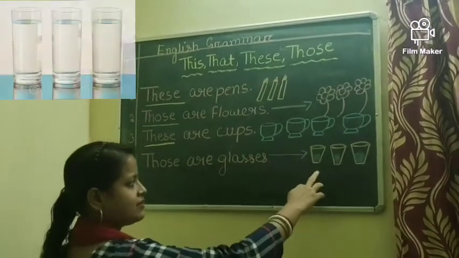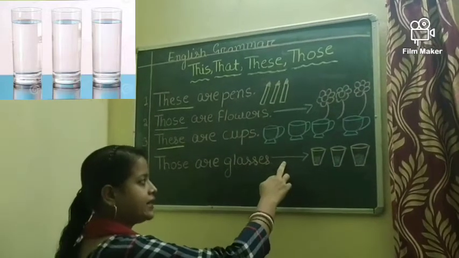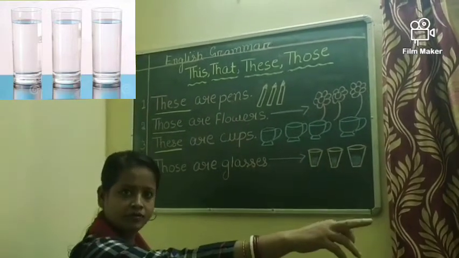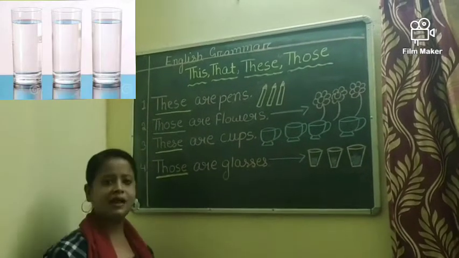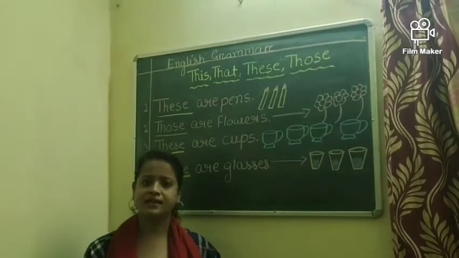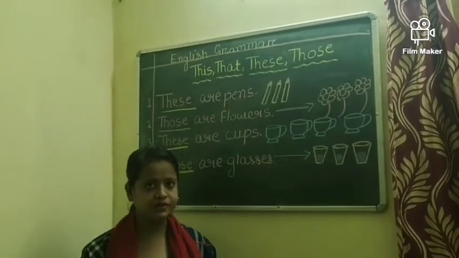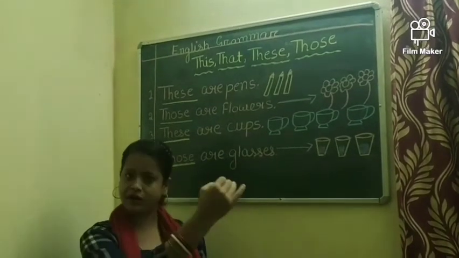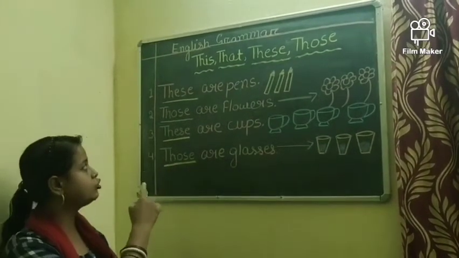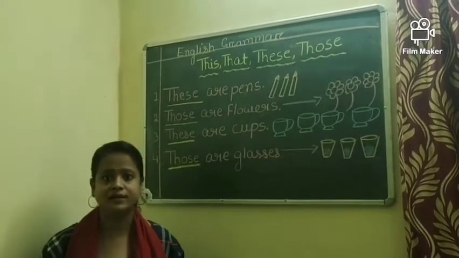Clear? How many glasses are there? 1, 2, 3. But this arrow mark indicates that these glasses are far away from us. Okay, in that case, what will you use? Those are glasses. Understood? This and that are used for singular objects, a singular person. This is used for nearby things and that for far away things. And these and those are used for plural things, plural nouns.